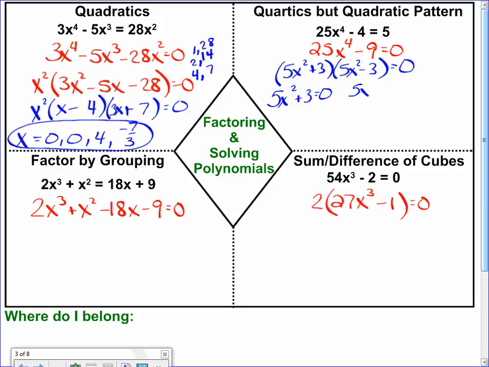So we set each one equal to 0. And then we have to solve. So we get 5x squared equals negative 3. Divide by 5. So x squared equals negative 3/5. Then we have to take the square root, top, bottom. I'm going to run out of space. So then what? So x equals plus or minus. What's going to happen to that negative? It's going to give you an i. Radical 15 over 5. Good.